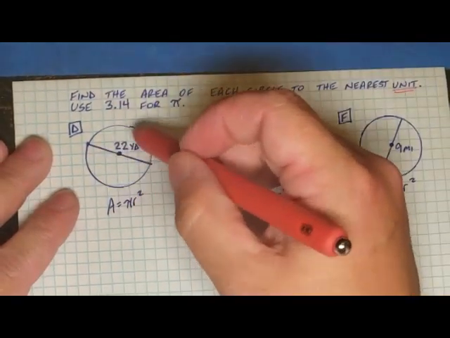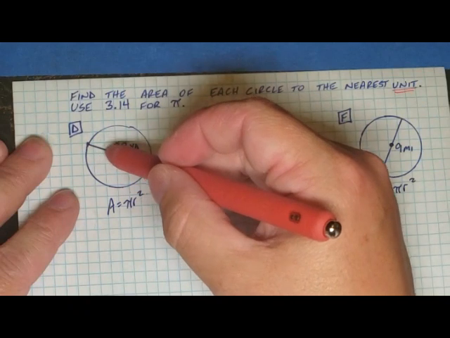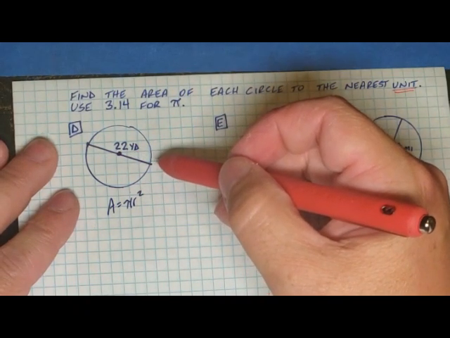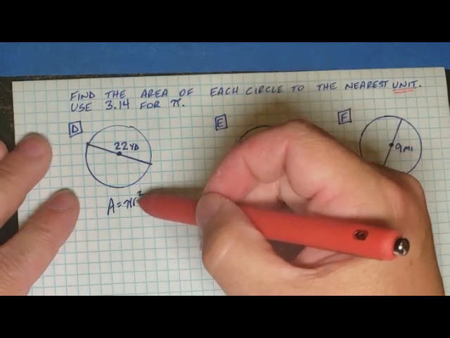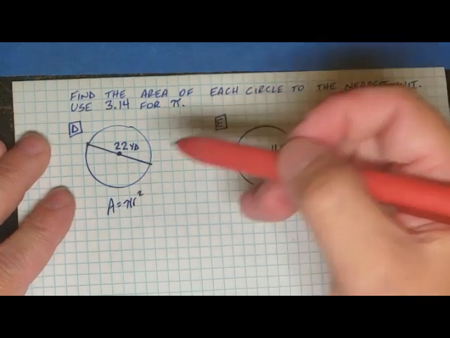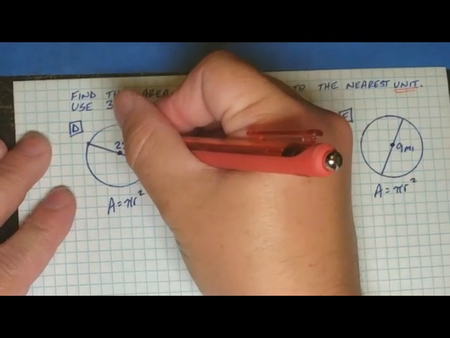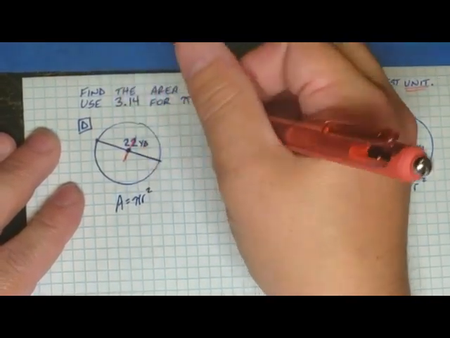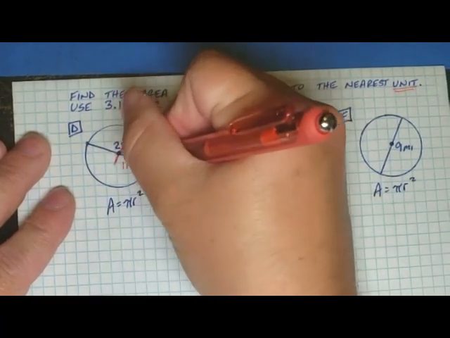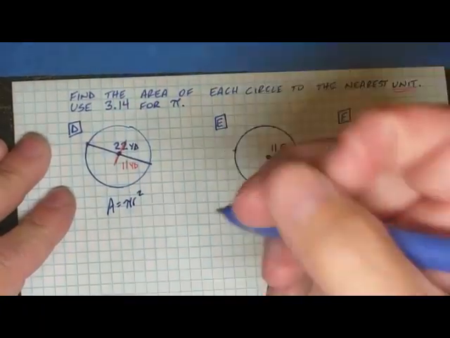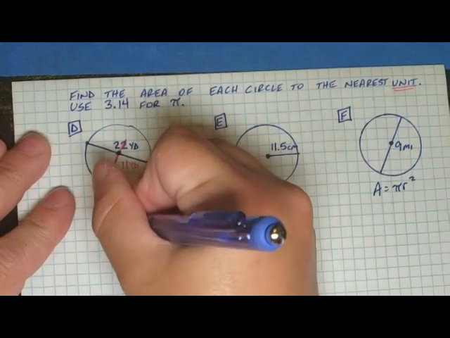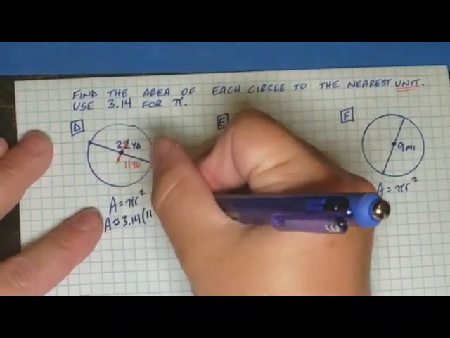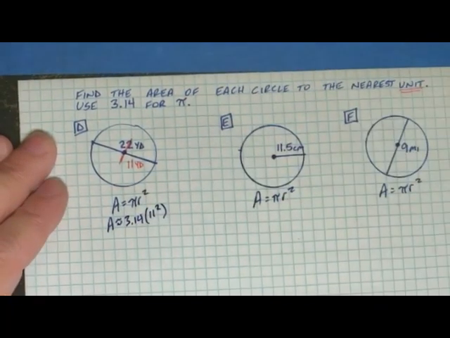All right, this first one, the line goes all the way across. That means it is a diameter. So the first thing we need to do, because we need the radius, that's what the formula says, is we need to cut this diameter in half. What is half of 22 yards? That would be 11 yards. Then we can use that number. So the area is about 3.14 times the radius, 11 squared.